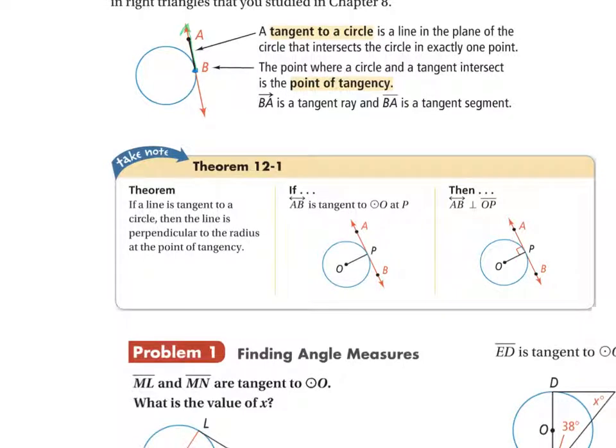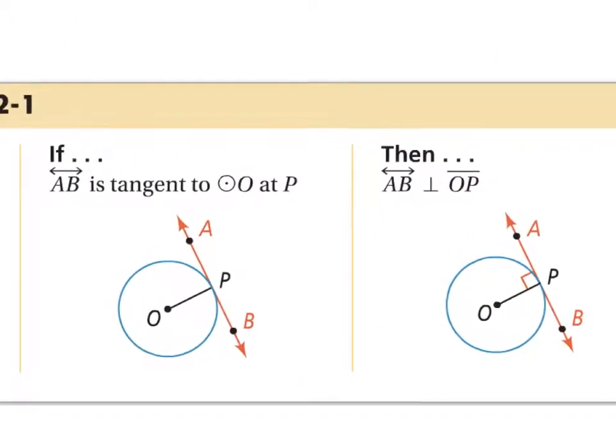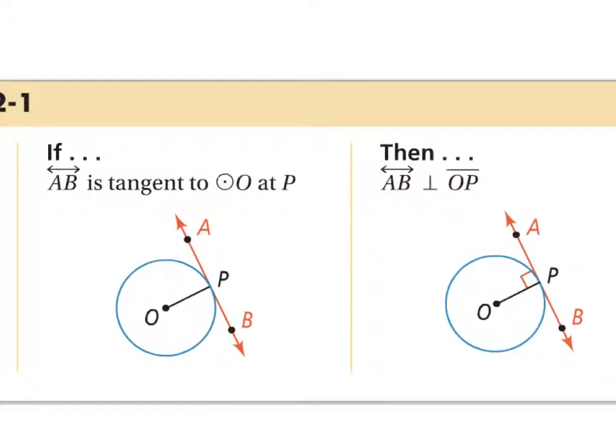Okay, well, the first property we need to talk about with tangents, it's probably one of the more important ones here, is that if a line is tangent to a circle, then that line forms a right angle with the radius drawn to the point of tangency. So we have line AB here. Point P is that point of tangency, and so therefore ray OP is perpendicular to line AB.